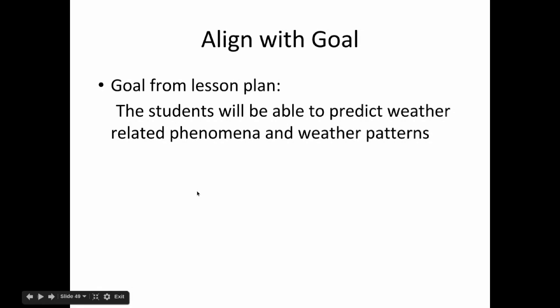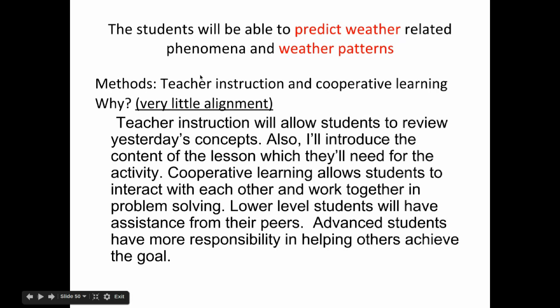And one of the questions that we need to answer is about methods. So keep in mind, this is the objective. Students will be able to predict weather-related phenomena and weather patterns. I put these important words in red here. I want you to imagine that on the lesson analysis, this is what someone wrote. The method is teacher instruction and cooperative learning. And when they answer the why portion, here's what the person wrote.